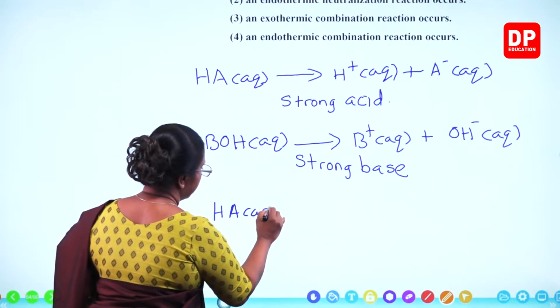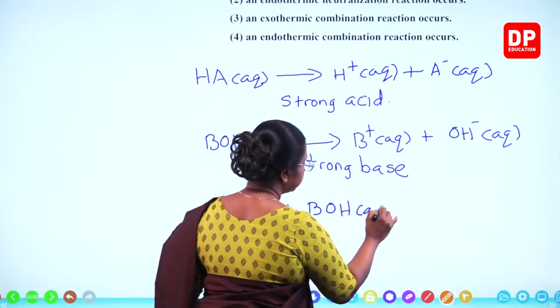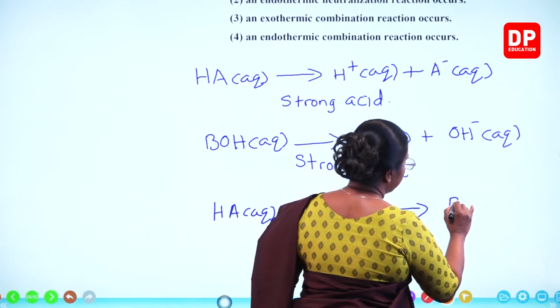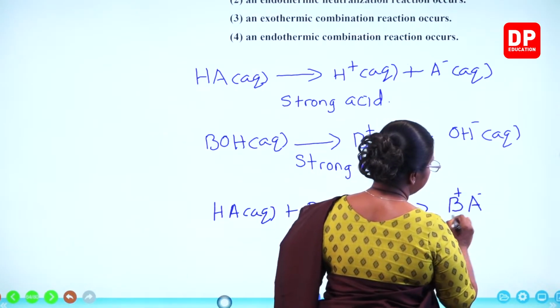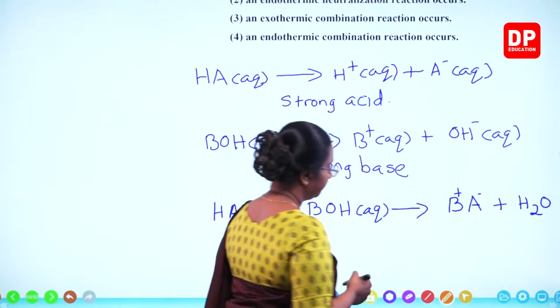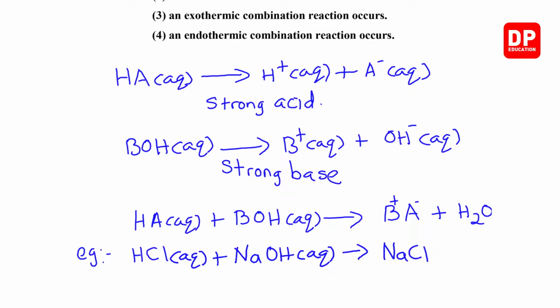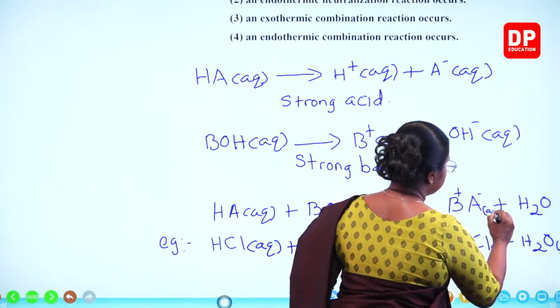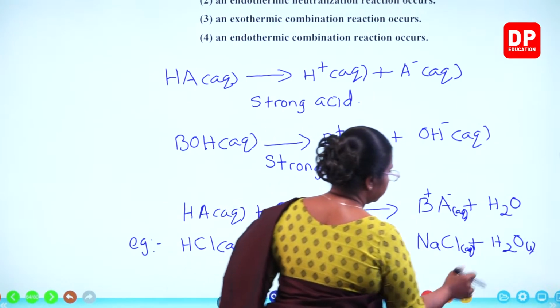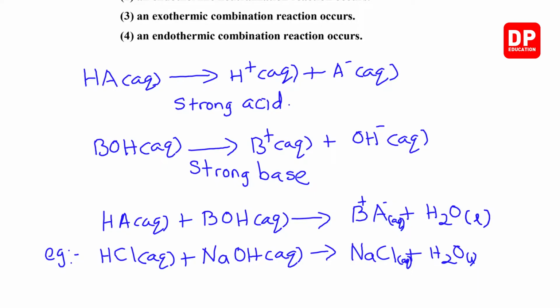HA plus BOH gives rise to BA, B plus and A minus, and water. As an example, if we take HCl plus NaOH giving rise to NaCl and water. So here also aqueous, NaCl aqueous, water liquid. This is the reaction.